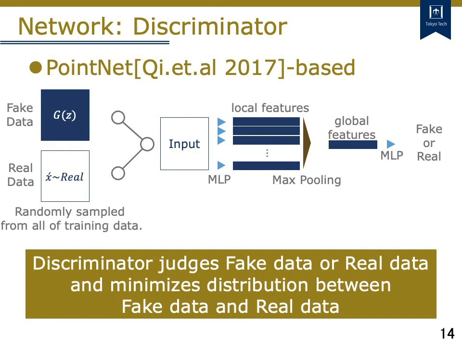There are 2 types of input to the discriminator. The first is the fake data reconstructed by the generator via latent distribution. The second one is the real data randomly sampled from all of the training data.